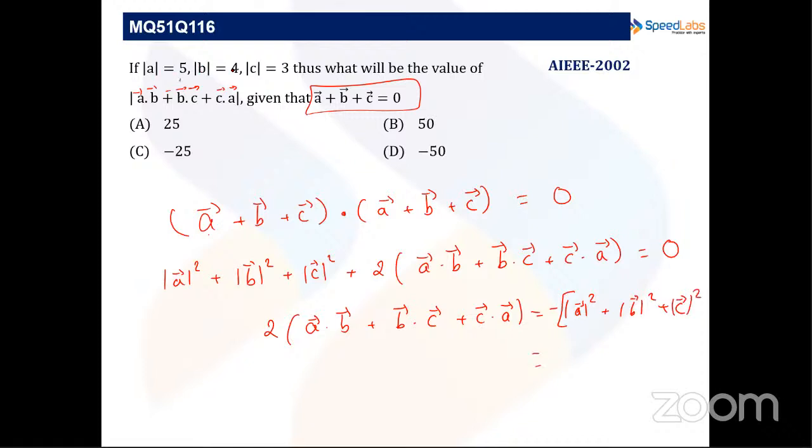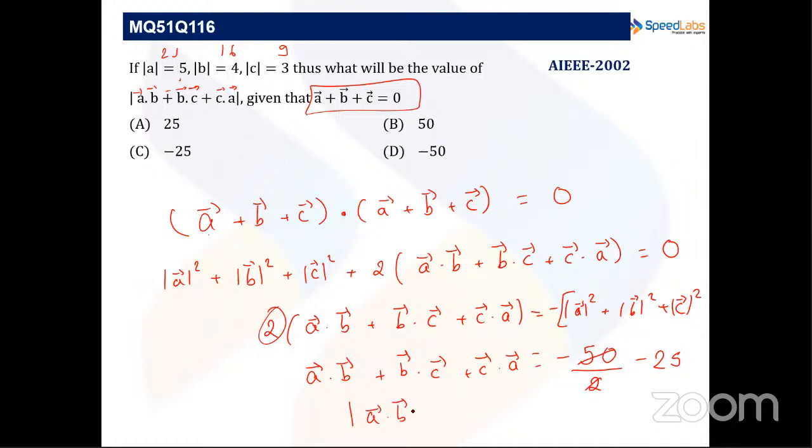We are having mod A, mod B and mod C, so their squares will be 25, 16 and 9. So that will be minus 50, and this 2 will be in the denominator, so that will be minus 25. But this is the value of A dot B plus B dot C plus C dot A. We need to find the value of mod of A dot B plus B dot C plus C dot A. So that will be the positive value, that is 25. So our answer will be A.